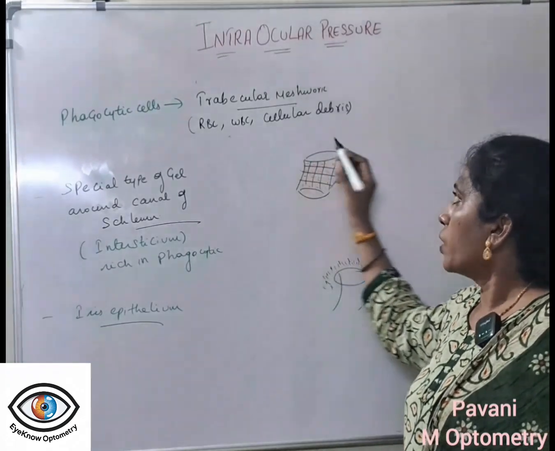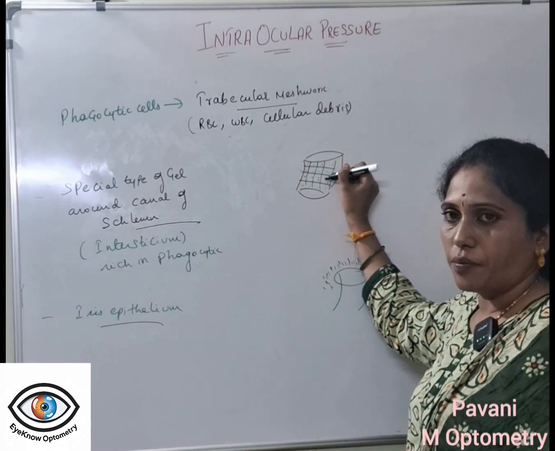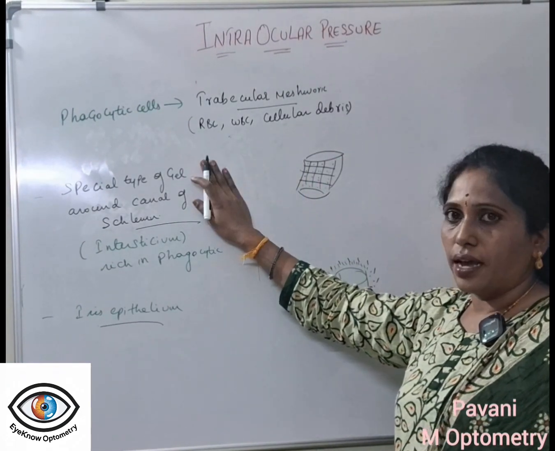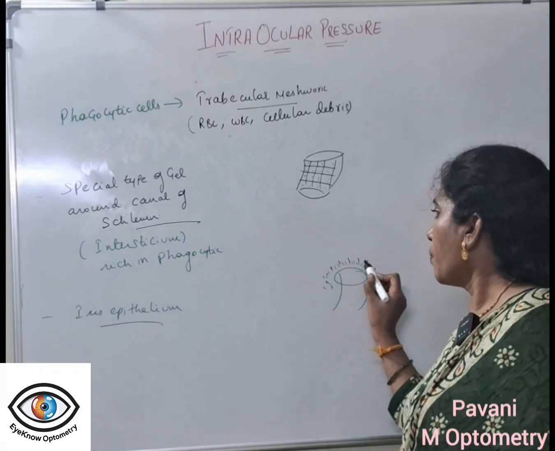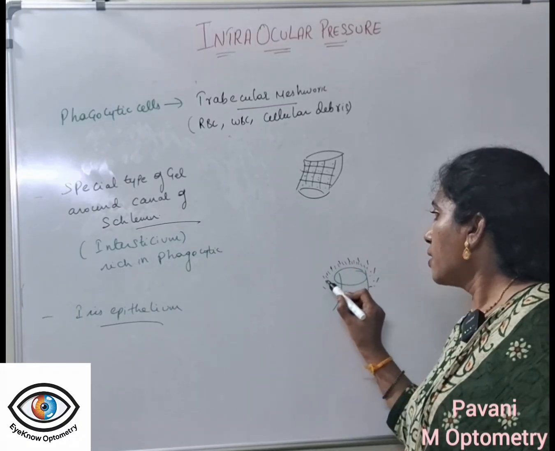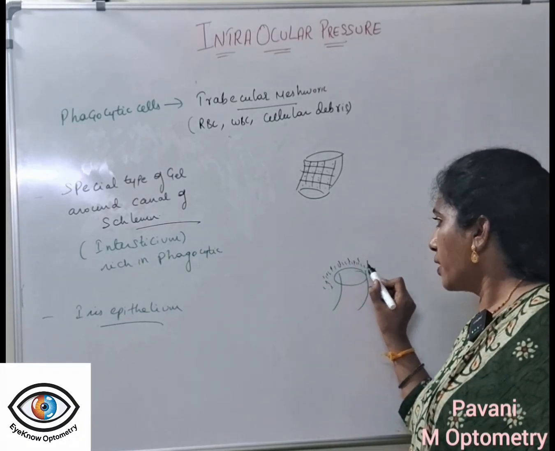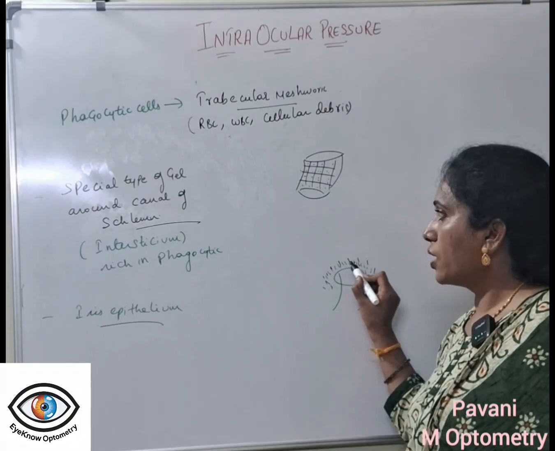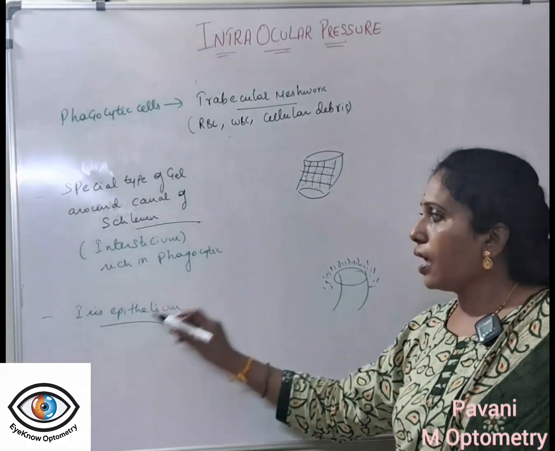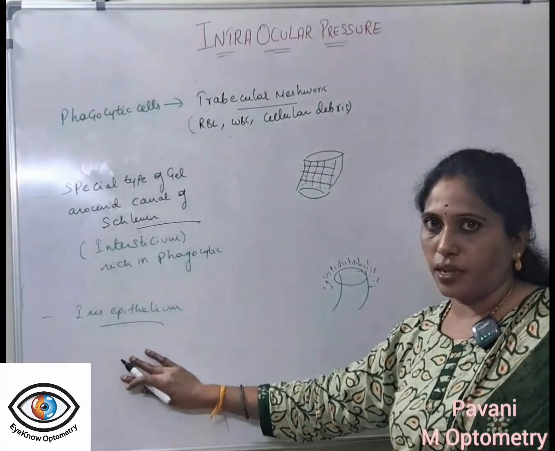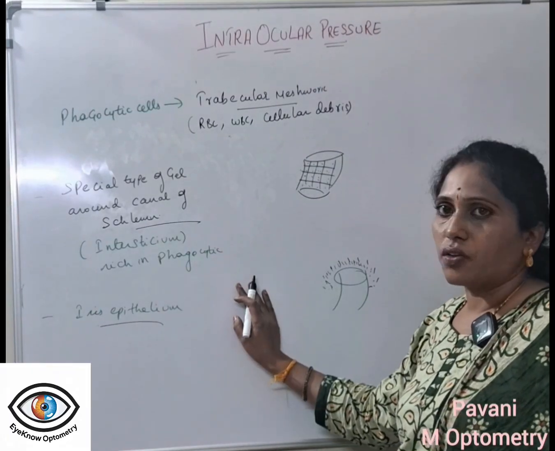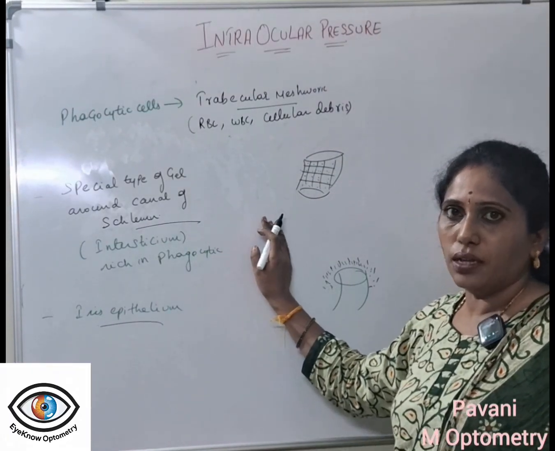In the trabecular meshwork, they are present on the plates of the trabecular meshwork, and in Schlemm canal, you'll have a special type of gel around the Schlemm canal. This gel is called the interstitium, which is rich in phagocytic cells, and they are also present in the iris epithelium. So the main job of these phagocytic cells is to keep the aqueous humor clean.